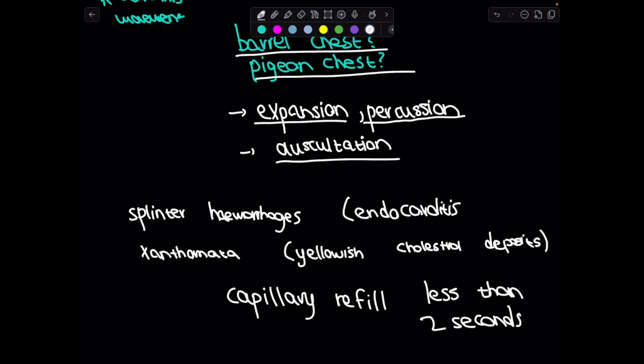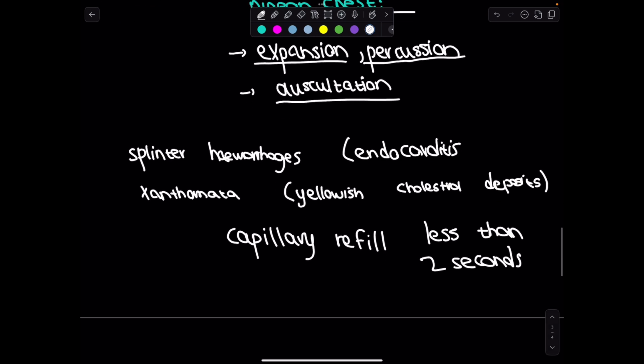Let's go to the eyes. Same for the mouth. With the eyes, I do the anemia check, but I also check for xanthelasma and corneal arcus. What is this?